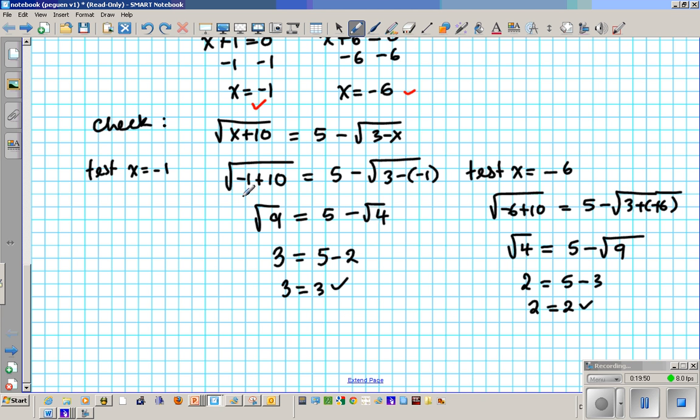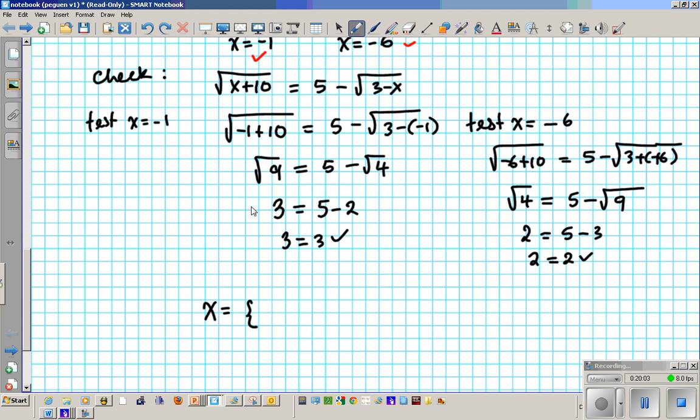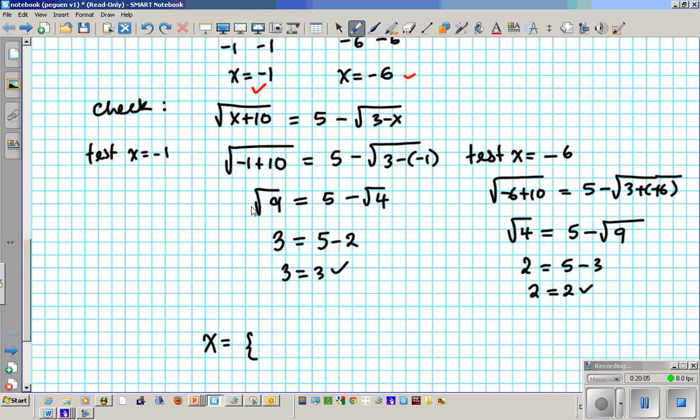So guess what? Both of our answers are real. No extraneous solutions in this problem, right? So we have two real answers. So x equals negative 1 and negative 6. This is our solution set.